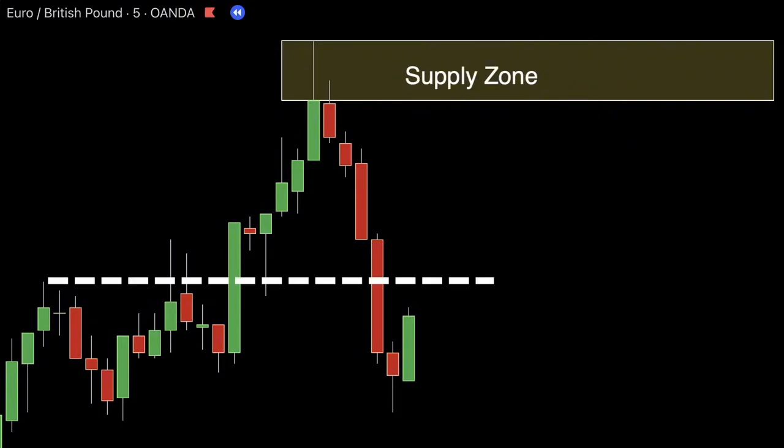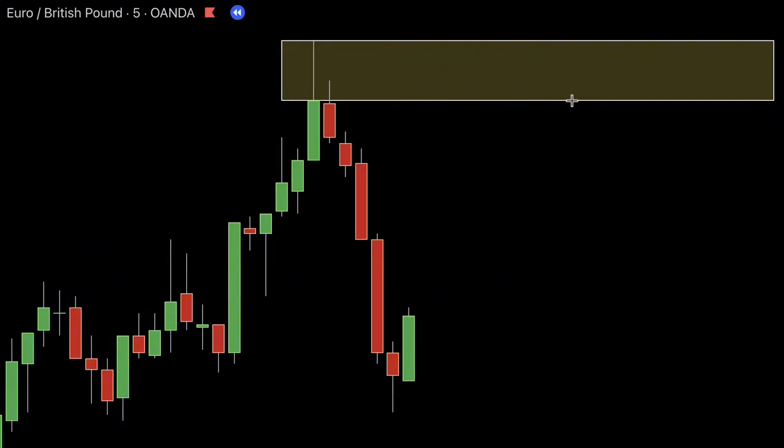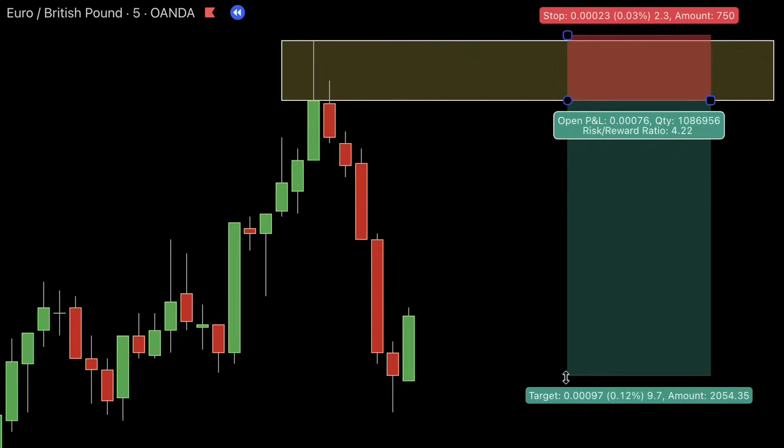As the price moved down from this zone, it broke a previous support level. This confirms that institutions likely drove the market. We have a favorable 3-to-1 risk-to-reward ratio, which is ideal for this setup. Now that the zone is qualified, let's see what happens as the price revisits.